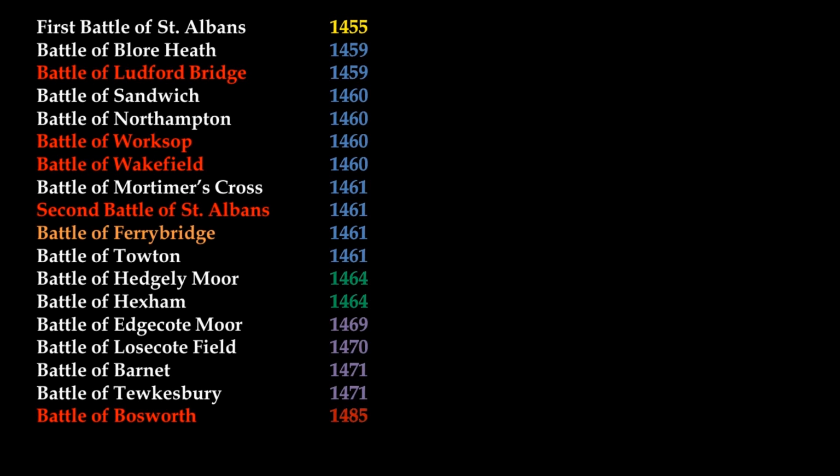And Edgecote Moor is actually not against any Lancastrians, it's against Yorkist rebels. And in this period from 69 to 71, I think Richard Neville, who is the Earl of Warwick, defects from the Yorkist cause because of a disagreement, because Edward IV married Elizabeth Woodville, who he didn't want him to marry. He wanted him to marry, I think it was a Burgundian princess, to strengthen the alliance with Burgundy, because the Yorkists had ties with Burgundy and whatnot, but that's besides the point.